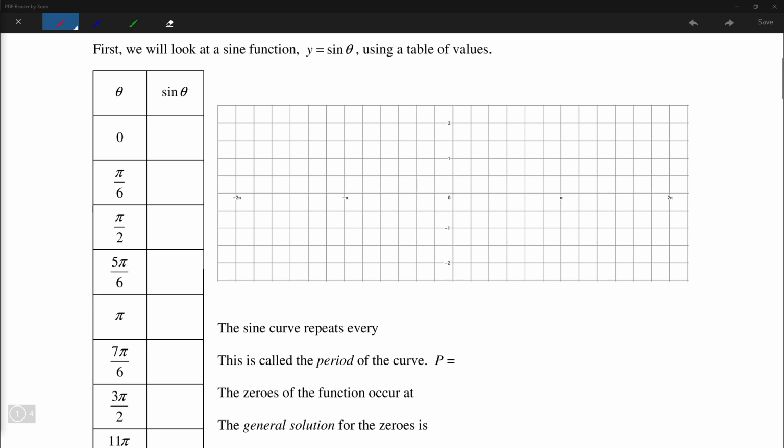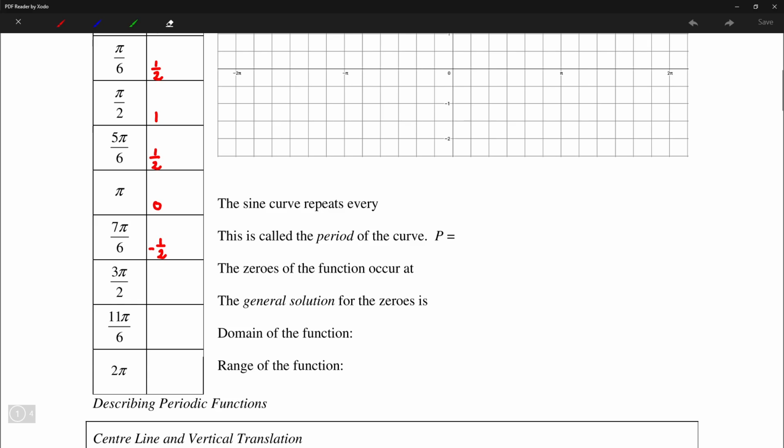So here we have theta equals 0, pi over 6, pi over 2, 5 pi over 6, pi, and so forth. And using special triangles and what we have seen in previous units, we can determine the values of sine theta. So that will be 0, 1 half, 1, 1 half, 0, negative 1 half, and then from there, negative 1, negative 1 half, and finally, at the end of the full rotation, 0 again.